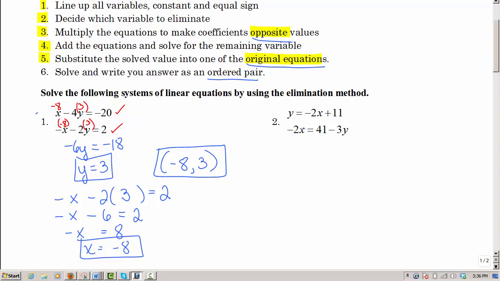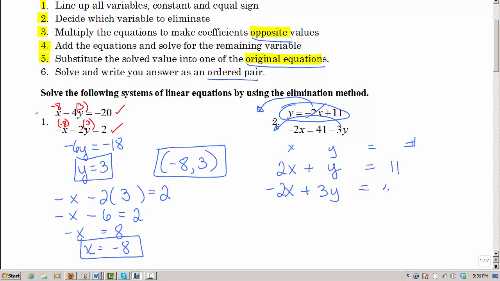Now, on the next one, you can see that my letters are not lined up. So I need my x's. I like my x's, and then my y's, and then my equal sign, and then my number. So on this one, I'm going to bring the 2x to the other side by making it positive. y is already positive. When I do that, that leaves me an 11. On the next equation, I'm going to leave the 2x, move the 3y, and it becomes positive, equals 41. Now they're all nice and lined up.